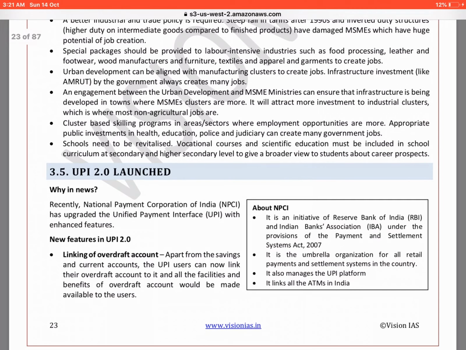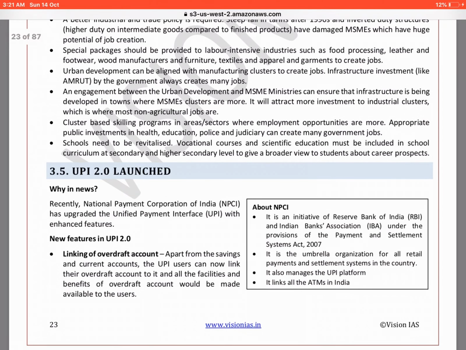Special packages should be provided to labor intensive industries. So the apparel and garment sector got a good amount of special package, which led to better production in the apparel and garment sector. And this sector was particularly working very well after the special packages. So you can read about this in the Economic Survey of 2017-18. They have talked about the special packages given to the textile, apparel and garment sector. You must read about that.